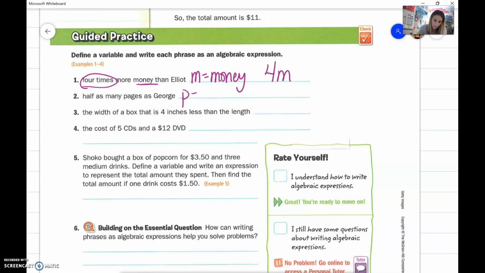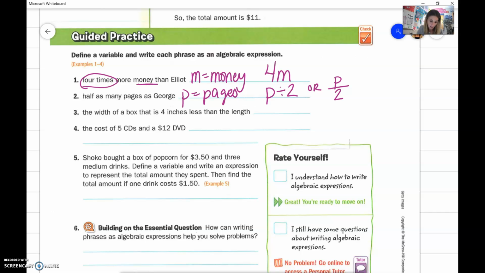Half as many pages as George. So let's do P for pages. Okay, so we're defining our variable because we don't know how many pages, but we do know that it's half. So when we do half, that can mean a couple of different things. It can be P divided by 2, or how we should write it is our variable P divided by 2 as a fraction, okay?